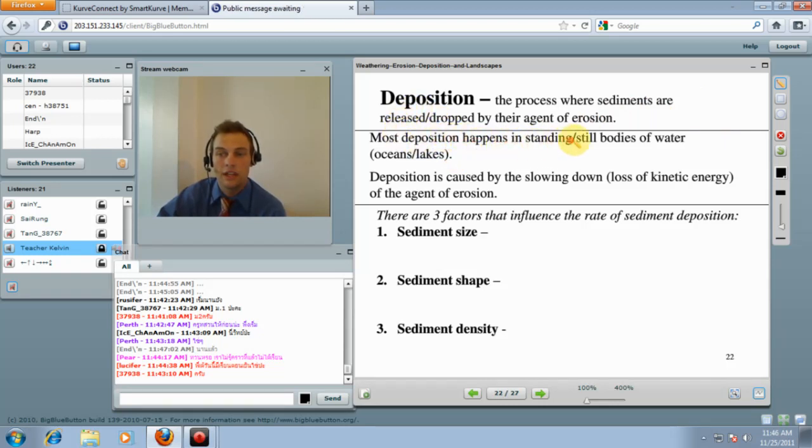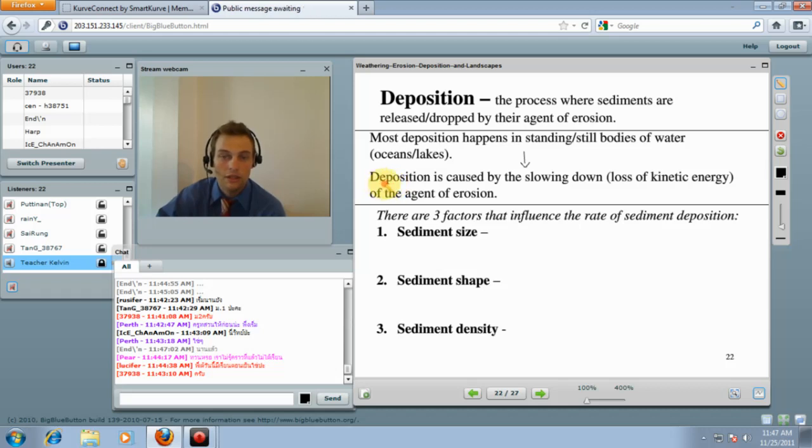Most deposition happens in standing still bodies of water, so oceans and lakes. So say you have a big river and it's carrying all of this sediment. It's got the dissolved sediments, and then it's got the clay it's transporting in the middle of the river, and then it's got the rocks bouncing at the beginning. When it hits a large body of water, like an ocean or a lake, it's going to slow way down. And when it slows way down, all these things are going to drop out of the river. They're going to be floating along in the river because the river's moving, and then they're going to hit the lake or the ocean and drop down.